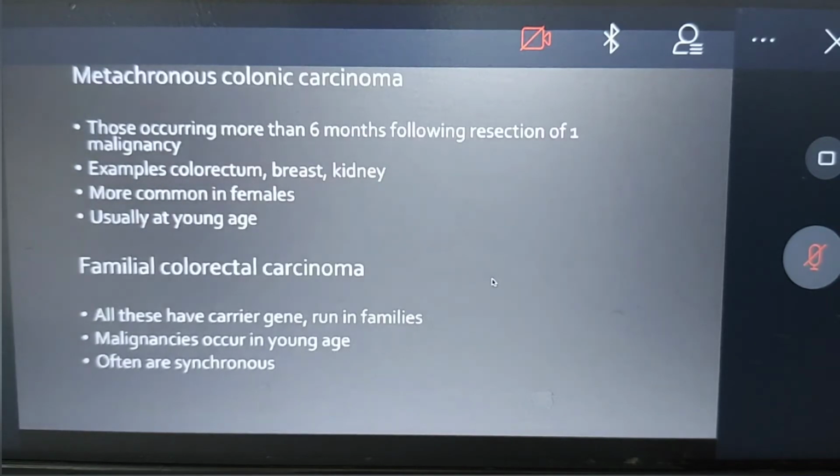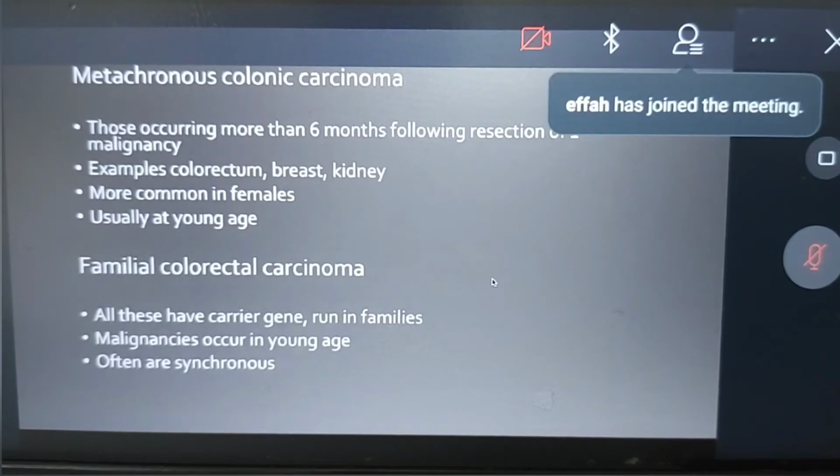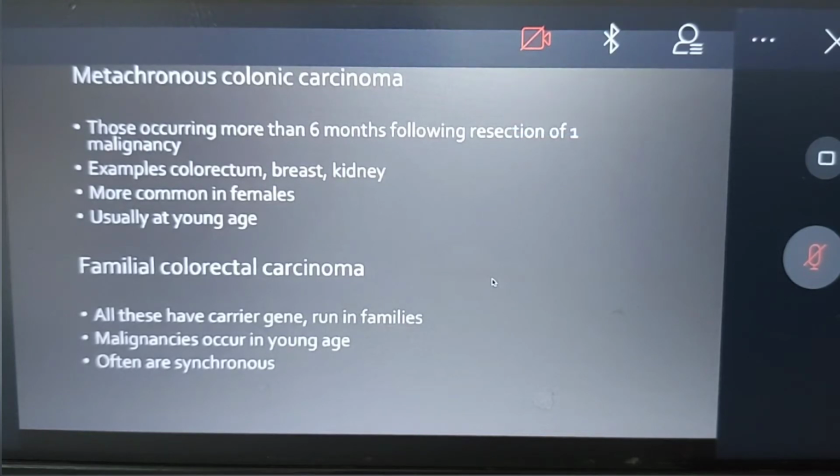Then metachronous colonic carcinoma occurs more than 6 months after resection of the first malignancy. For example, colorectal, breast and kidney, which are more common in females and usually at a young age. The last one is familial colorectal carcinoma. All these have a carrier gene and run in families. Usually this malignancy occurs at a young age and is often a synchronous carcinoma.